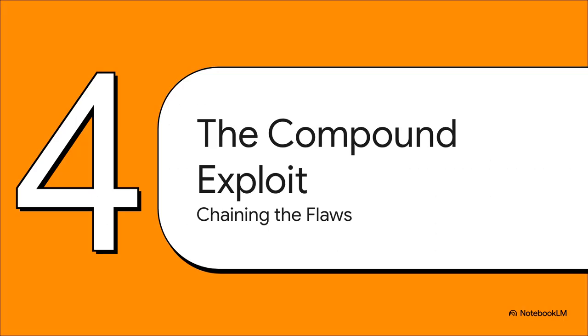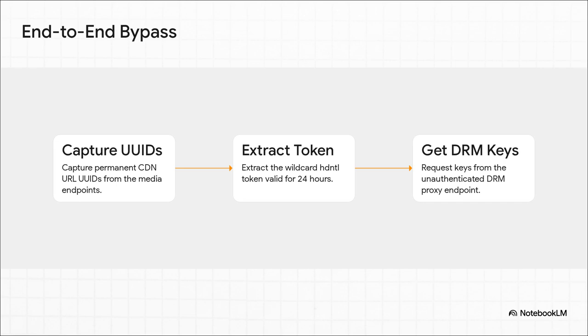Which brings us to Section 4, the compound exploit. You know, in cybersecurity, vulnerabilities rarely exist in a vacuum. A medium-severity flaw combined with a misconfiguration can become a critical exploit. Here is how these isolated flaws combine into a devastating step-by-step bypass.